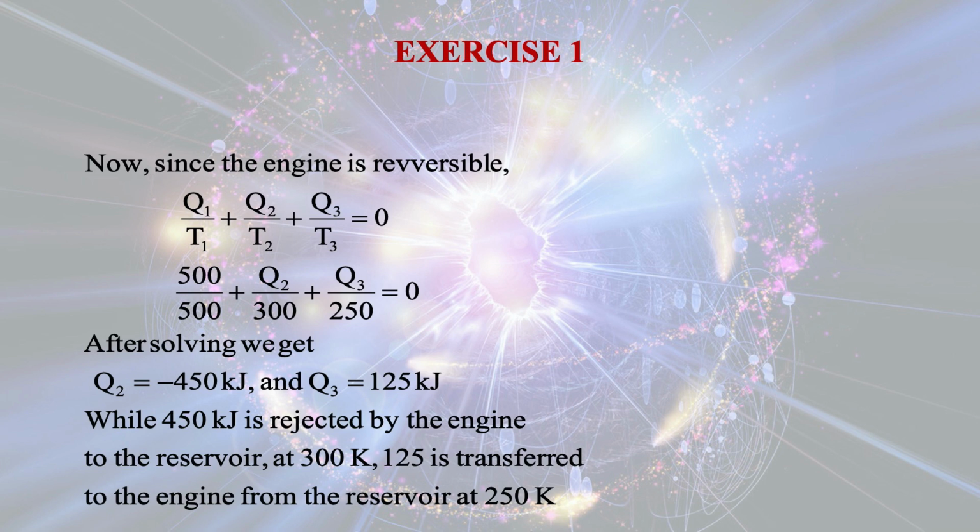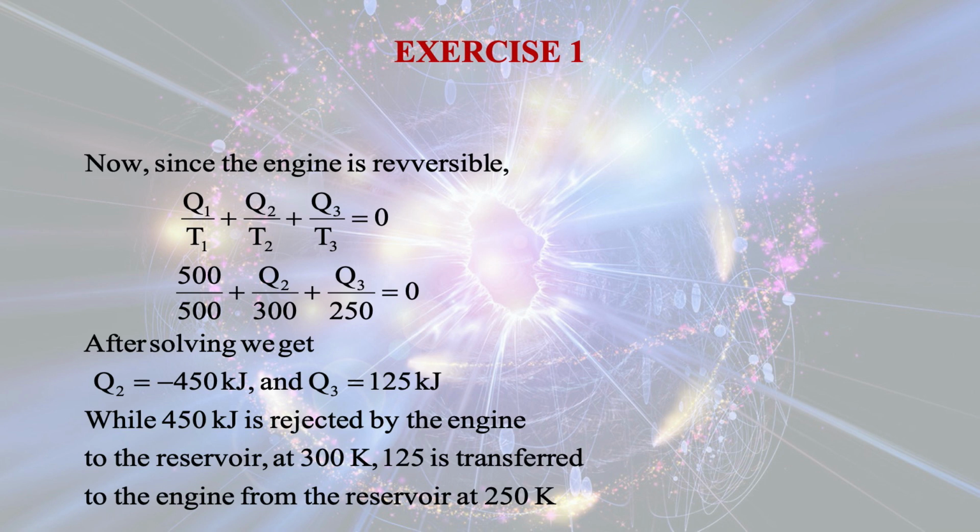So here the two unknowns are Q2 and Q3. Q2 plus Q3 is equal to minus 325. This is the first equation, but we must get another equation so that we can calculate the magnitude of Q2 and Q3. Now, since the engine is reversible, Q1 by T1 plus Q2 by T2 plus Q3 by T3 is equal to 0, because for a reversible process the change in entropy is 0.